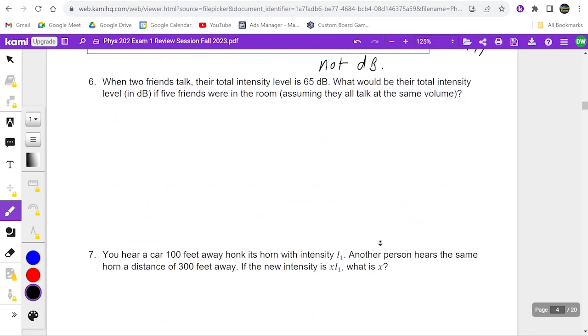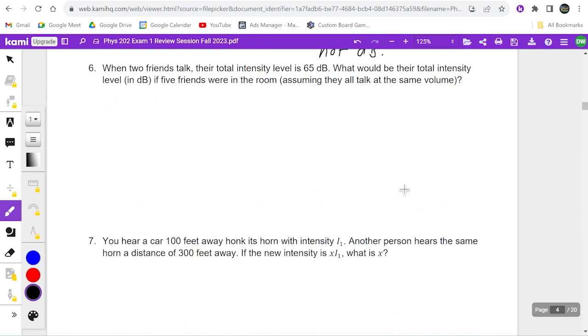When two friends talk, their total intensity level is 65 decibels. What would be their total intensity level in decibels if 5 friends were in the room, assuming they all talk at the same volume? What many of you probably did when you first started learning about decibels and intensity is just multiply this answer by 5, and you would get an answer of 325, which, to put this in perspective, if this really was the answer, then your ears would literally blow up. This is louder than standing next to a rocket taking off. So don't do that. Then what do we do?